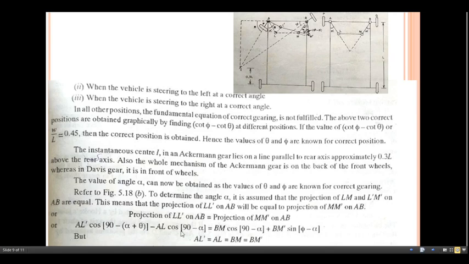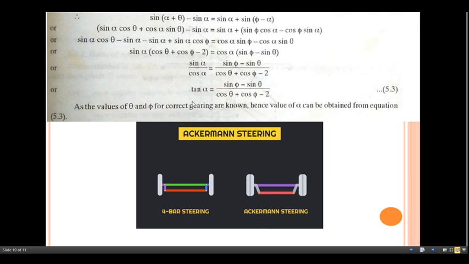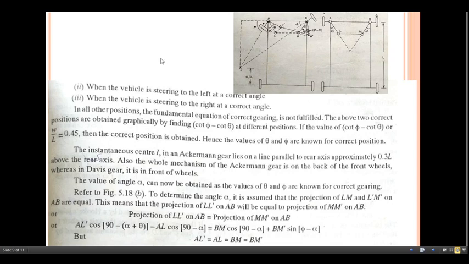Now if you focus on this relation we have written here, all the lengths get cancelled, and whatever remains, just try to simplify that. Cos of 90 minus this term, then cos of. Whatever we have, just try to expand the terms so that we can get it in this way. Here we know this one, what's about this one?